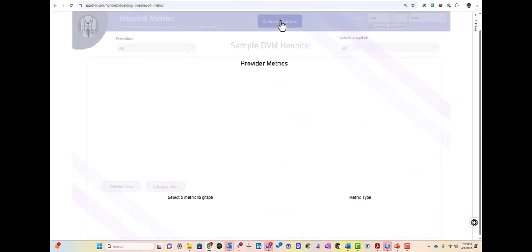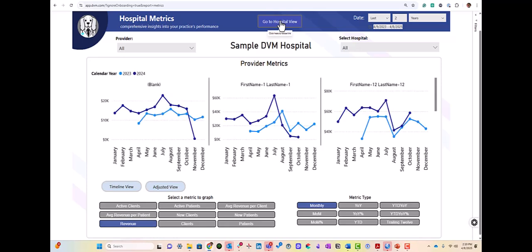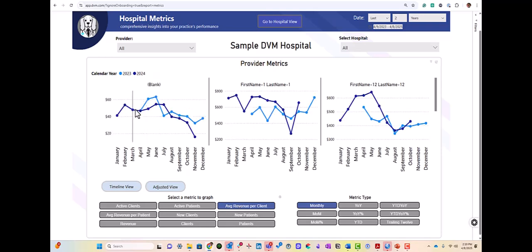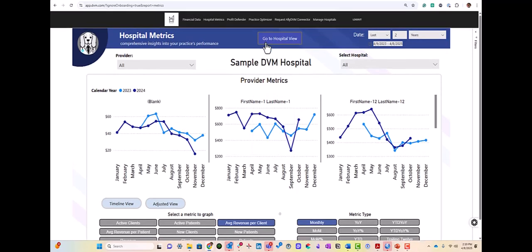You can also bring that down to the provider view. So you can actually do that by provider, by doctor in your hospital. Now looking at revenue monthly, we're looking at 24 over 23. So you can see how they're doing and are they doing better. We can look at their active patients and active clients, same thing that we're seeing. We can look at their average revenue per client and say, okay, did that really bump up? So you're able to look at all of these things that we were looking at for the hospital at the provider level as well.